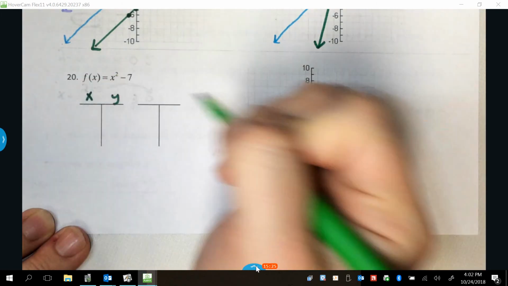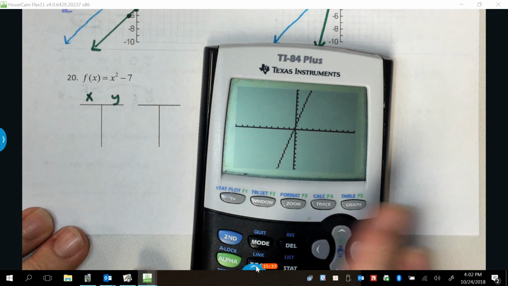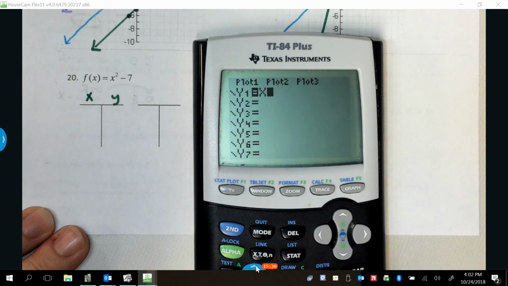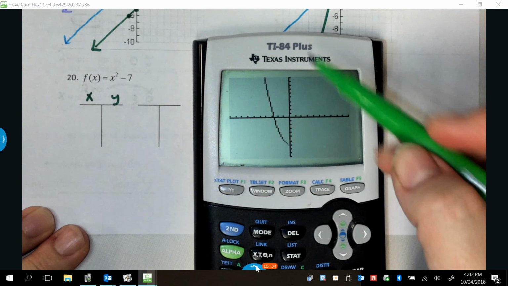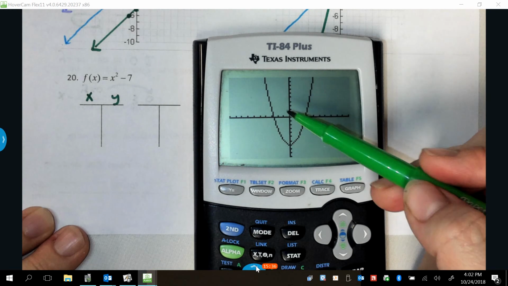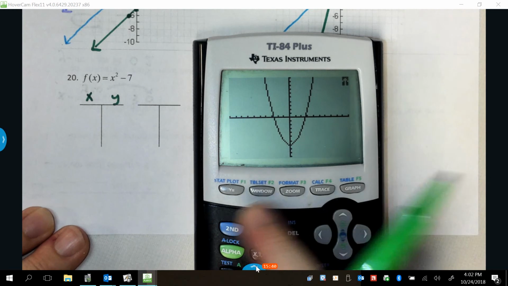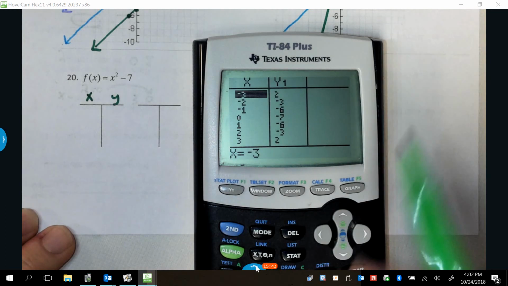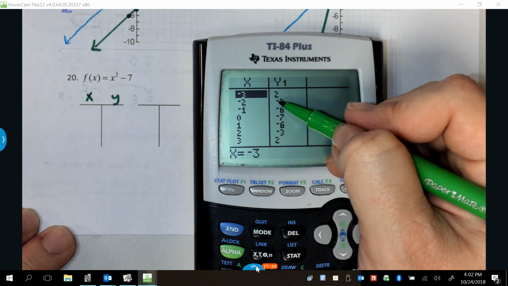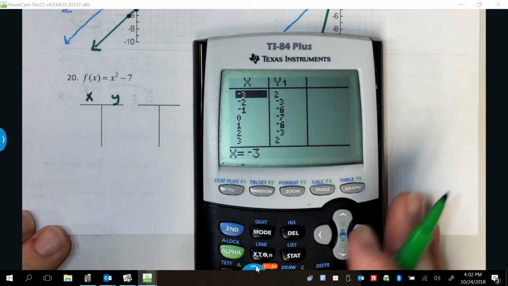X and y. This one's equation is a little different. X squared minus 7. So we're going to hit graph. We notice it's a U shape. So guys, don't graph half of the U. Graph both sides of the U. Second graph. Remember, anytime it's a U shape or a V shape, it's going to have the rainbow where the y's match. So that's what we want to graph.